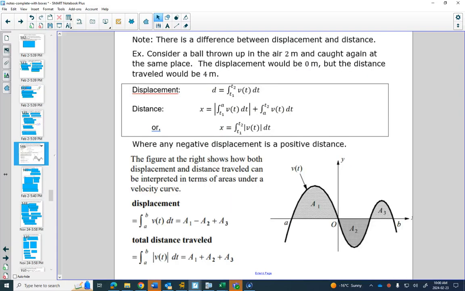All right, we have seen this already, but we're going to really think about it, that distance and displacement are different things. If I throw a ball up in the air and catch it at exactly the same place, its displacement is 0, but it has traveled a distance.